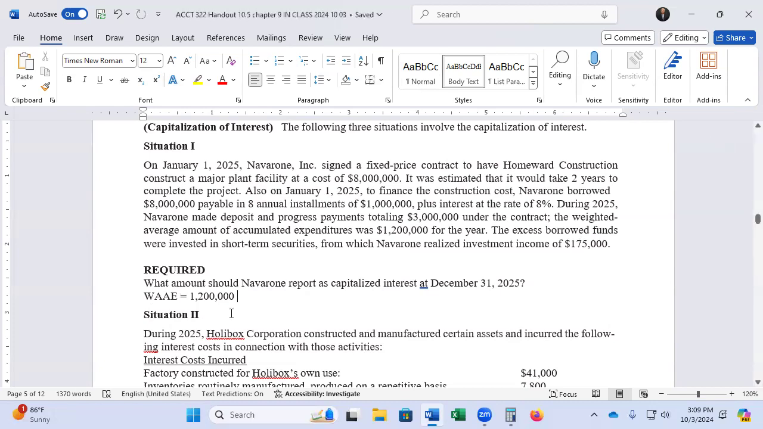That excess borrowed funds were invested in short-term securities for which Navarone realized investment income of $175,000. So this one's pretty straightforward. You had 8 million available. You used 1.2 million as the weighted average in payments. And so we multiply that by 8%, which is the cost for the specific borrowing for the project, and so we end up getting 96,000.